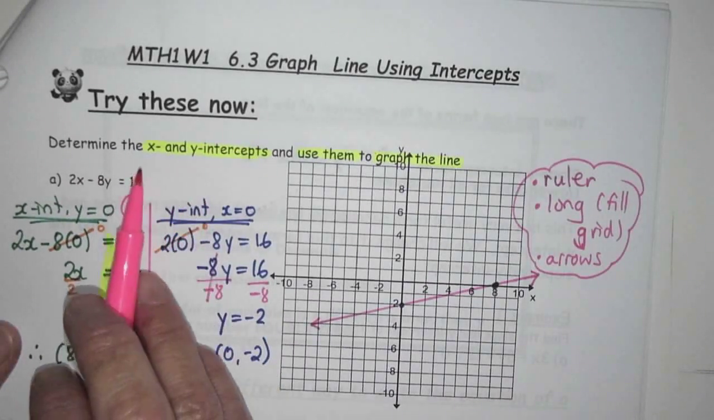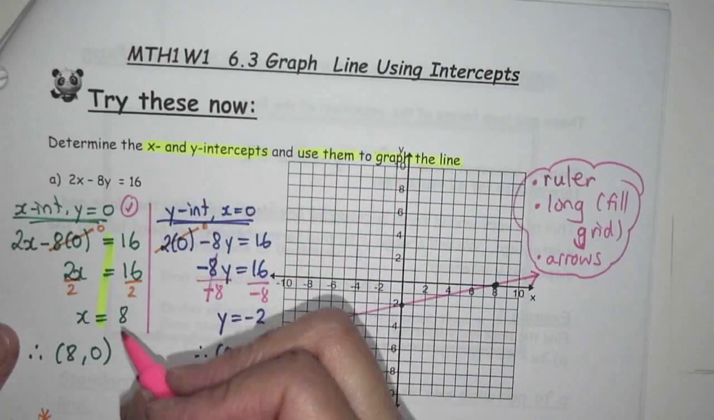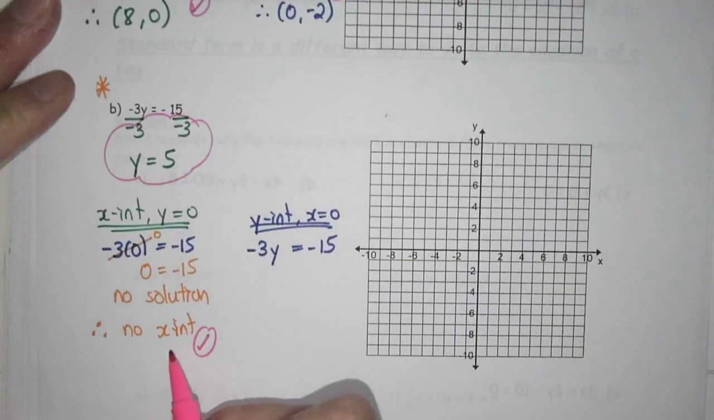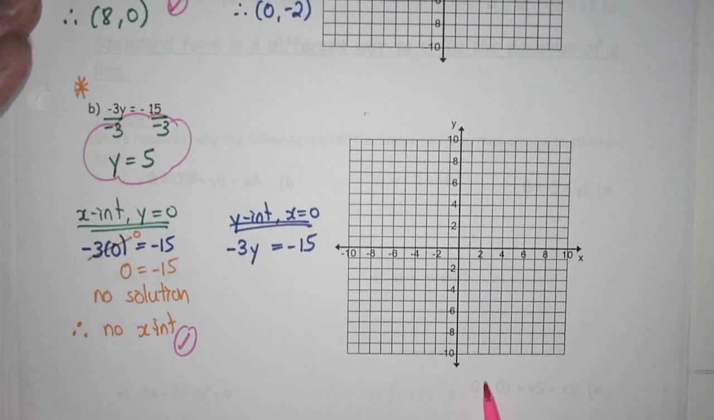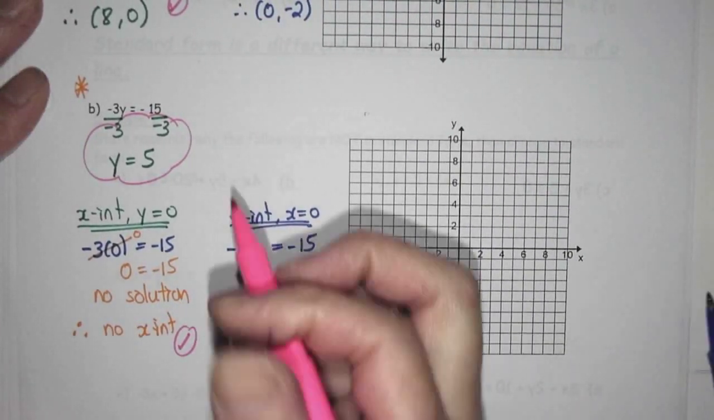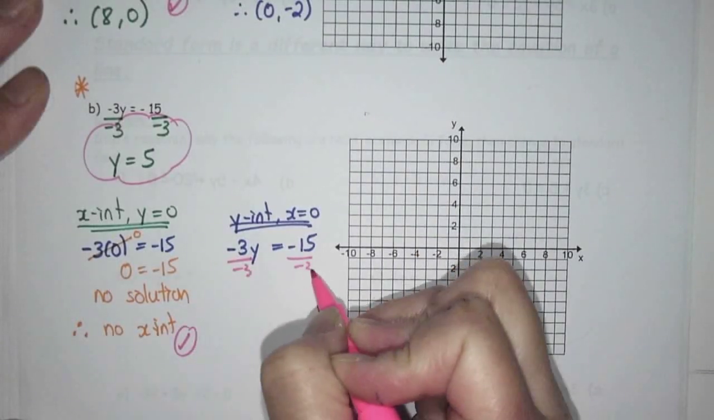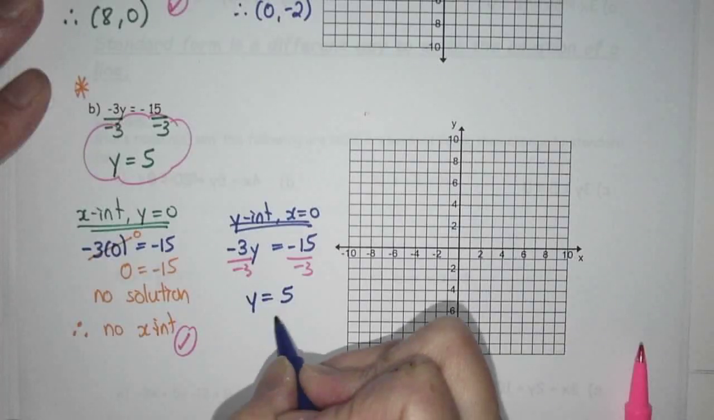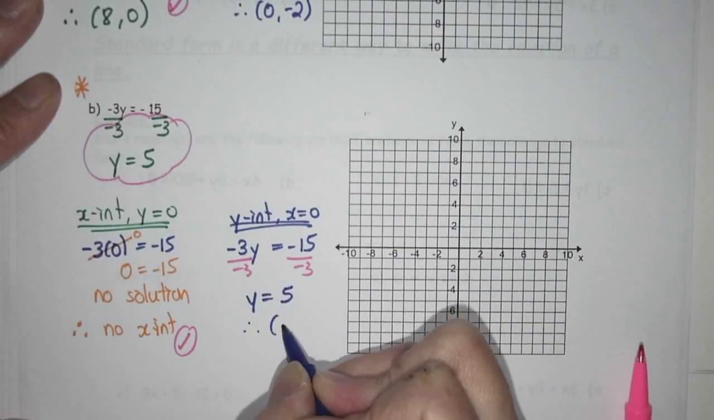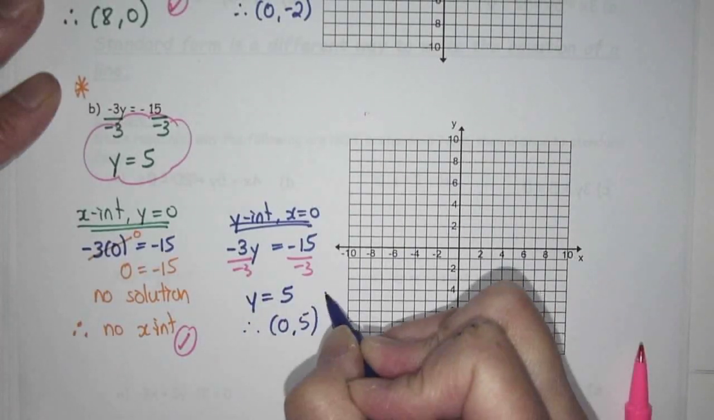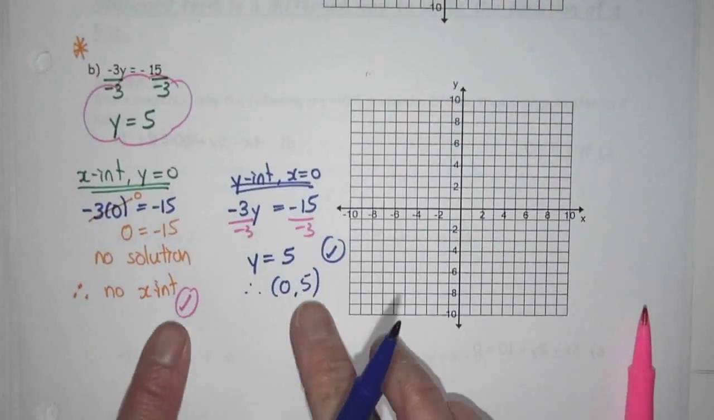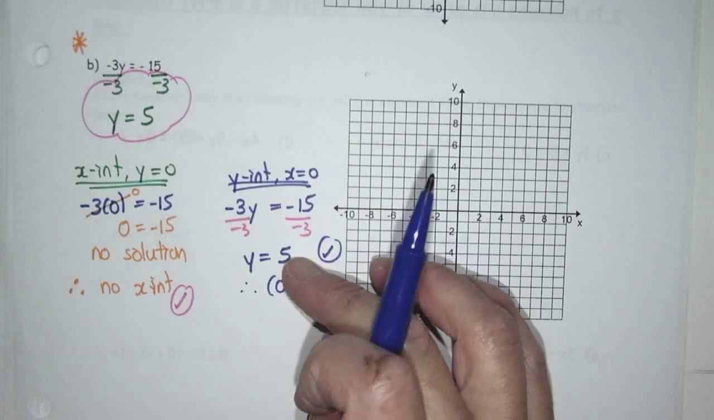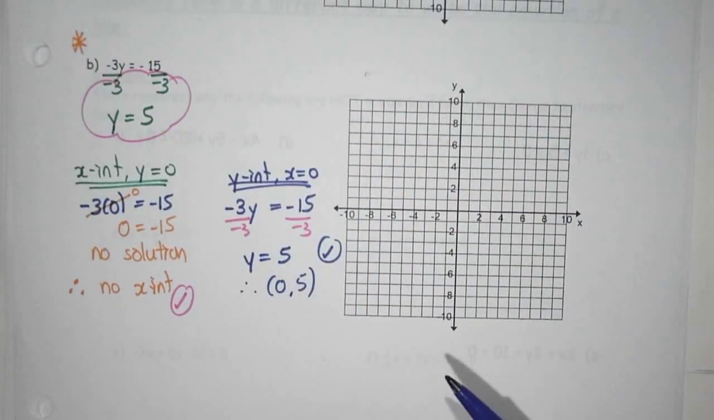So I said determine the x and the y-intercepts and then use them to graph. So I need the x and the y-intercept, so I need to mark that. The y-intercept would be divide both sides by -3, and we're going to get y equals 5. So then therefore my y-intercept is 5, which is (0, 5). So make sure that I can mark these two parts here, not just that I graphed it.